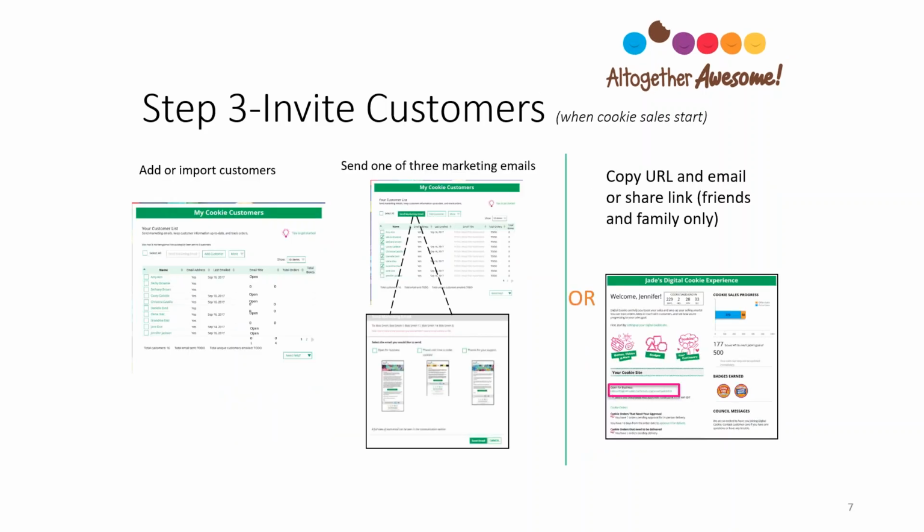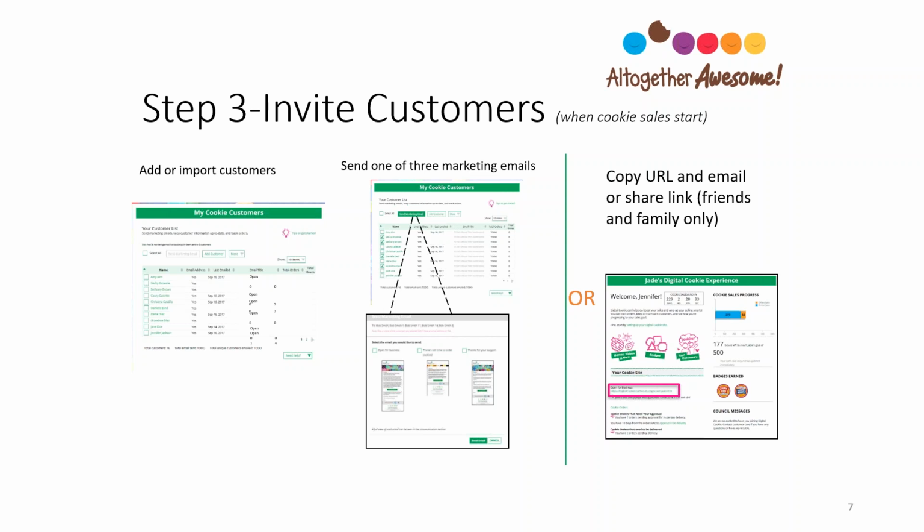Now, there's multiple ways to invite customers. Girls actually, with the help of their parents, could add customers individually or import a whole spreadsheet of customers. That's customers' names and their email addresses. This is a great opportunity to import from your fall sale customer list. We do something similar in the fall sale where if the girls participated, they sent out emails to customers. And if they have that spreadsheet of customers, they could also import this to their cookie sale as well.